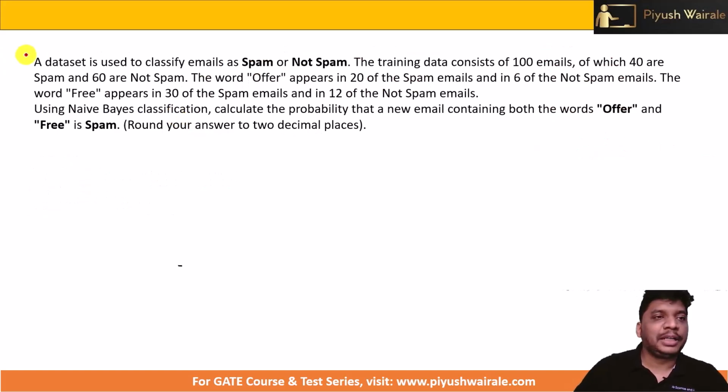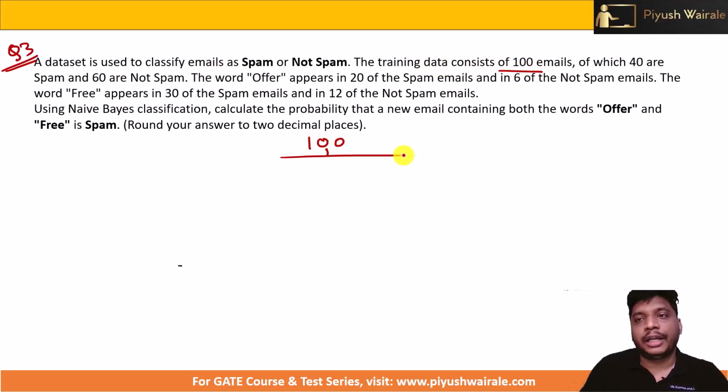So let's discuss this particular question. Question number 3 here. A data set is used to classify emails as spam or not spam. A training data consists of 100 emails, out of which 40 emails are spam. So you can see spam are 40 emails. Non-spam are basically 60 emails here, right?